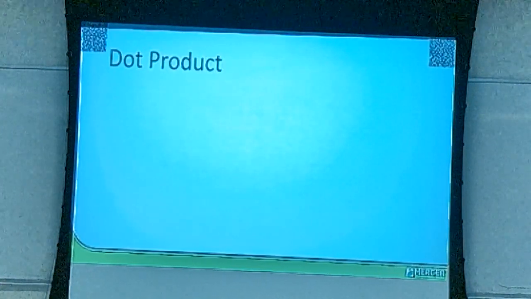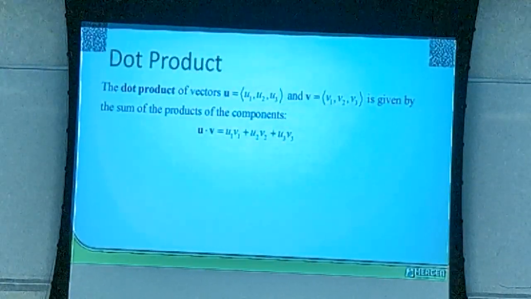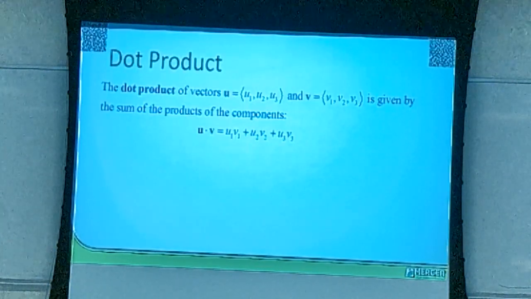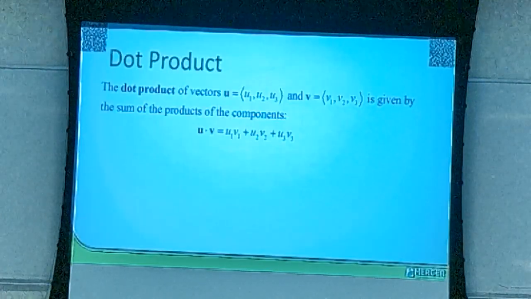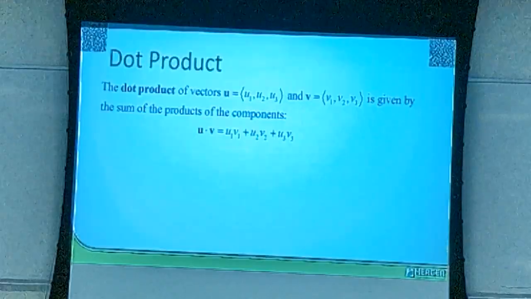So the dot product. This is also called the scalar product because of how it's defined. Dot product of two vectors: you just take the product of corresponding components and sum them together. That's your dot product. So the dot product always gives you a scalar.